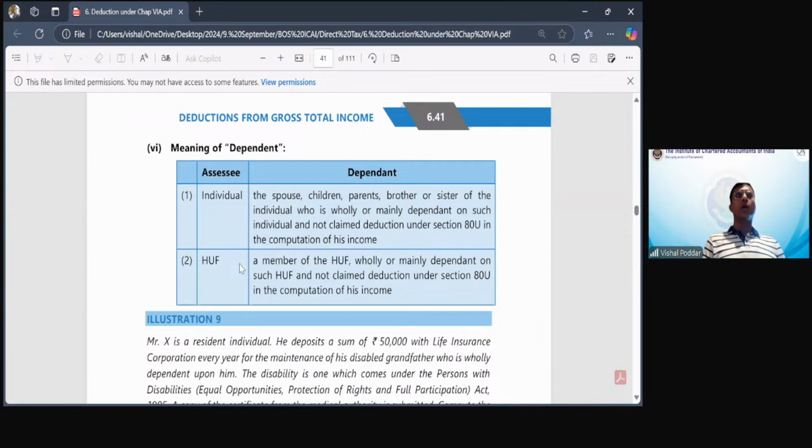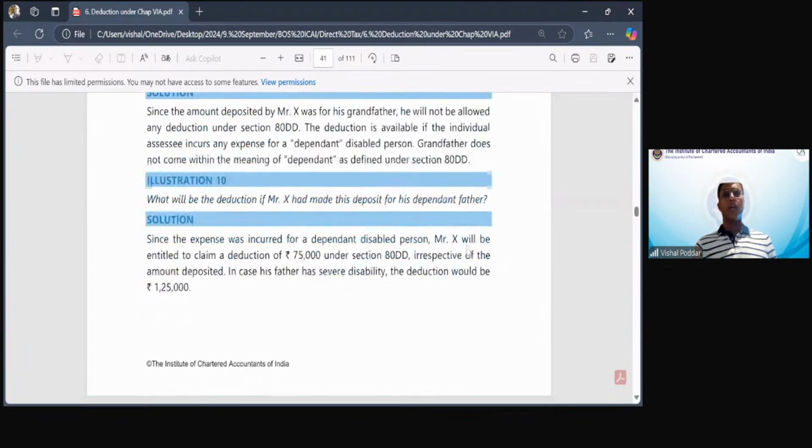In the case of HUF, who can be this dependent? A member of the HUF wholly or mainly dependent on such HUF and who has again himself not claimed the deduction under 80U. So for the same payment, both sections cannot give a deduction. That is anyway the common rule everywhere.